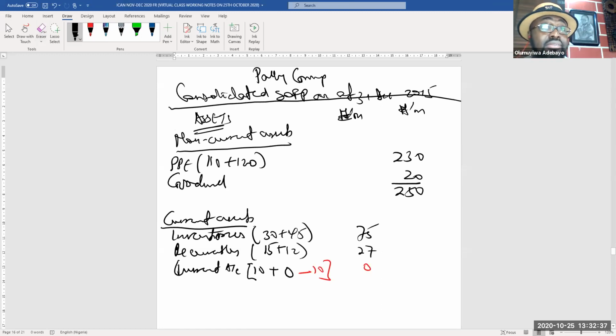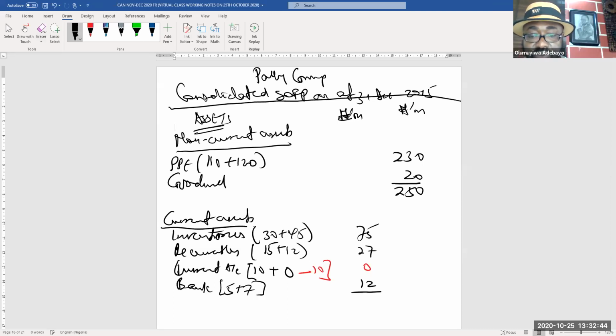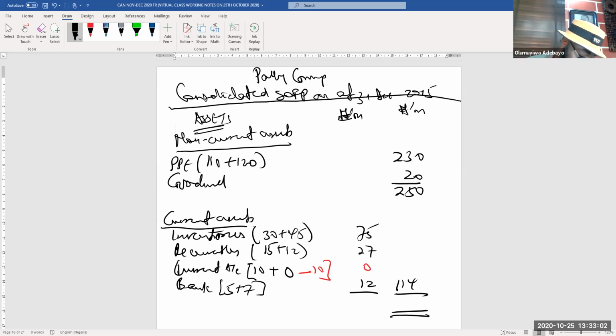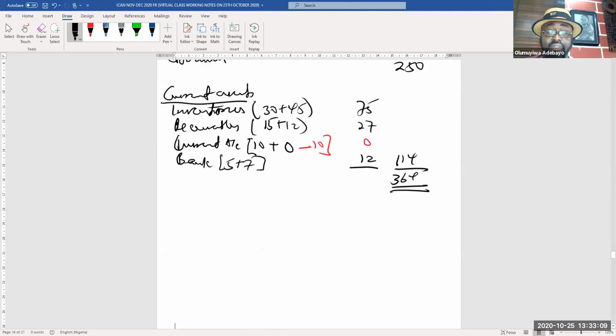Therefore, there's also an item that is less, which is bank. What is our bank account? 5 plus 7. That is 12. When you add it together, what do you have? 75 plus 27 plus 12. 114. 114 plus 250. That's 364.